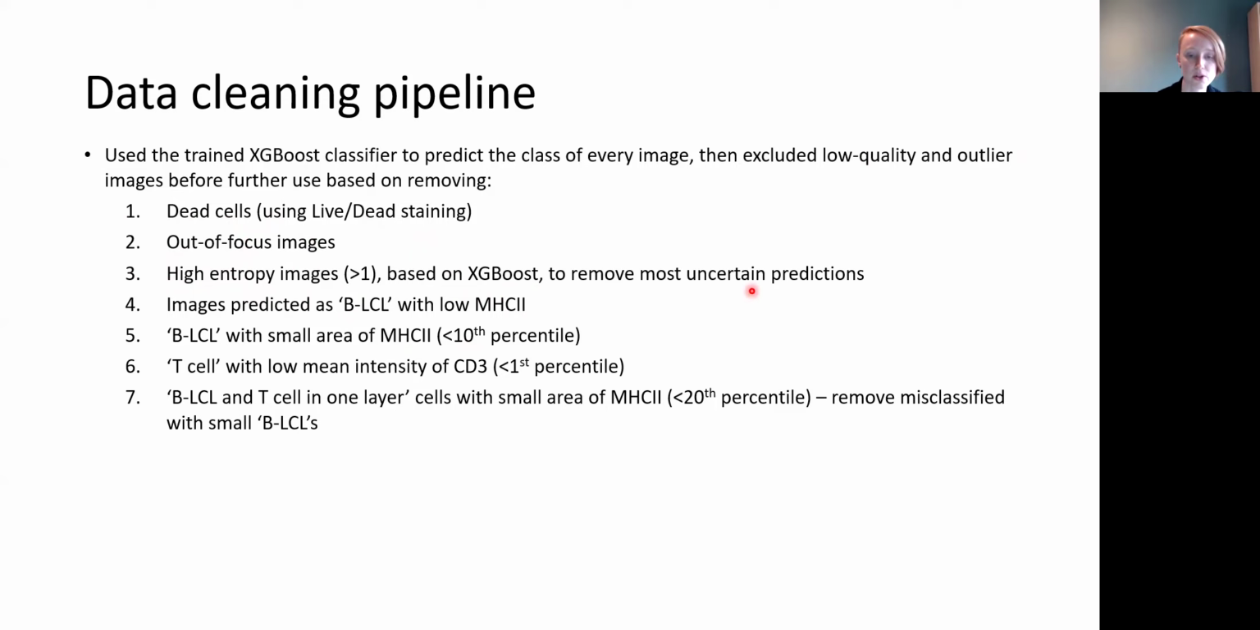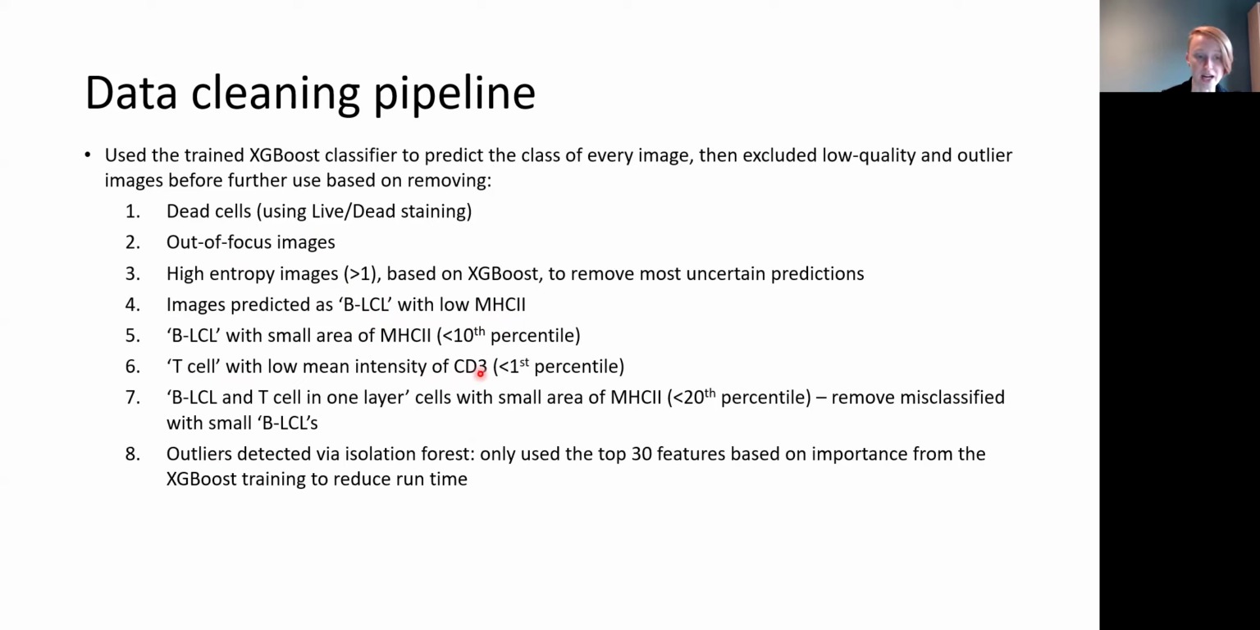And they also removed things that don't make sense given the staining. So things that were predicted as BLCL that had low MHC2, which should be expressed by this, and also T cells that don't have much CD3 as they should.